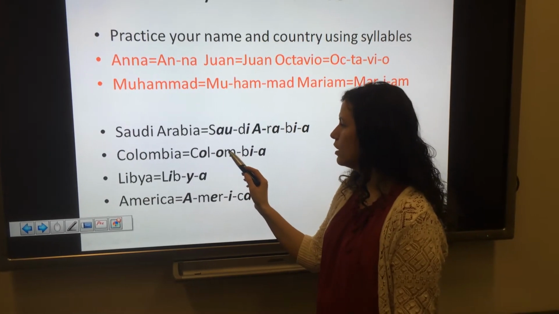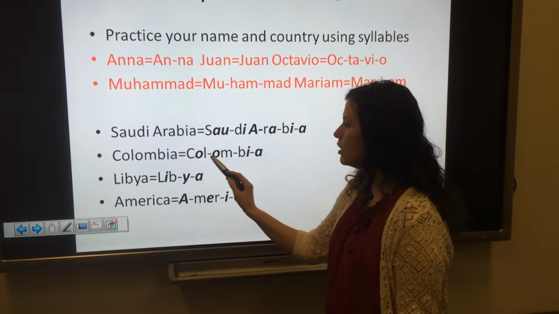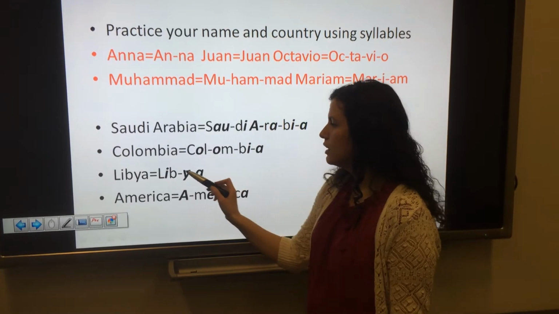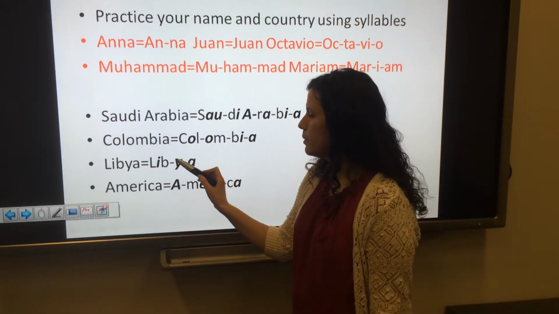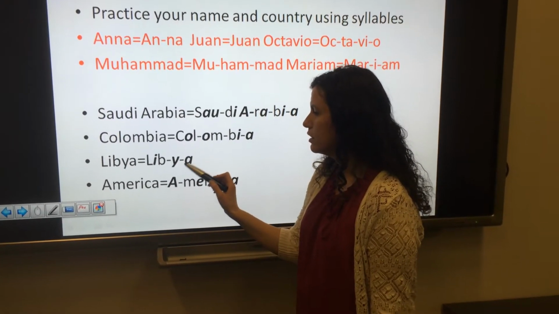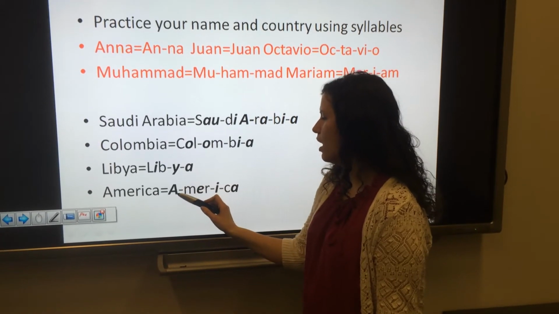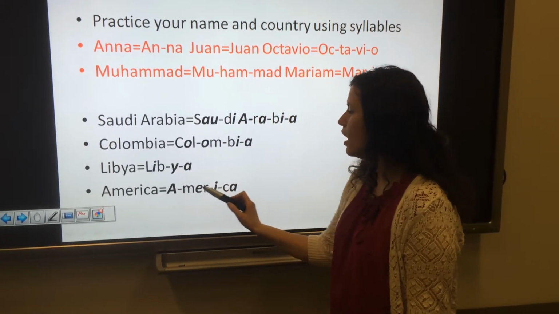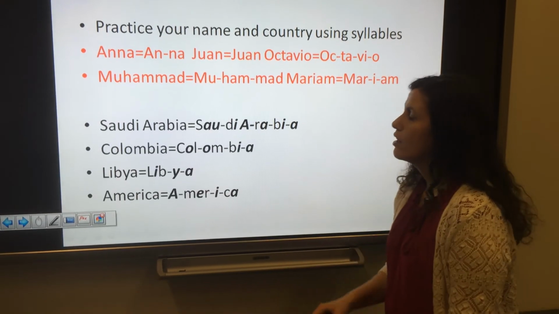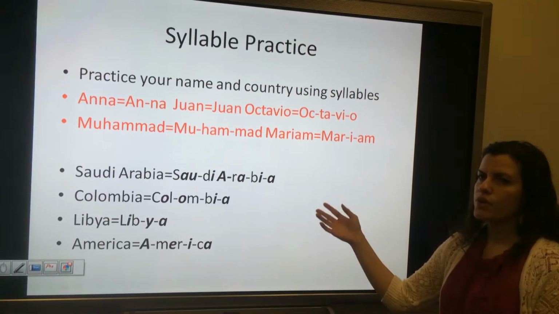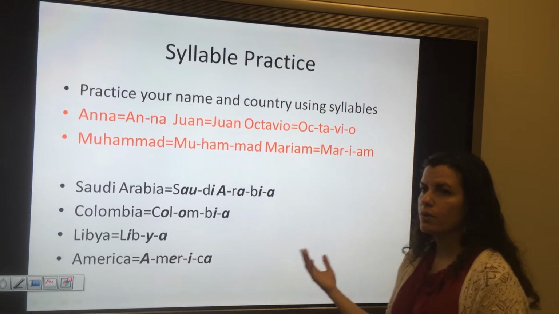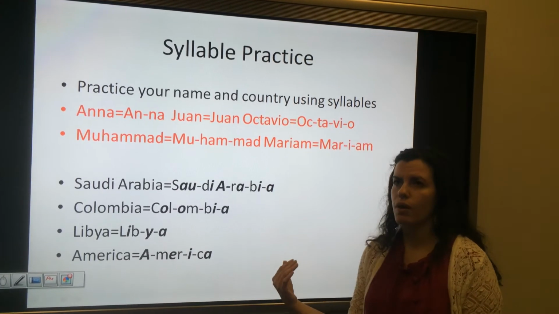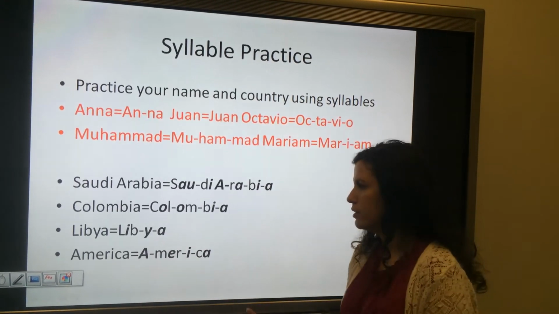Colombia. Libya. America. By breaking words into syllables, it will help your pronunciation, and it will also help people understand you as well.